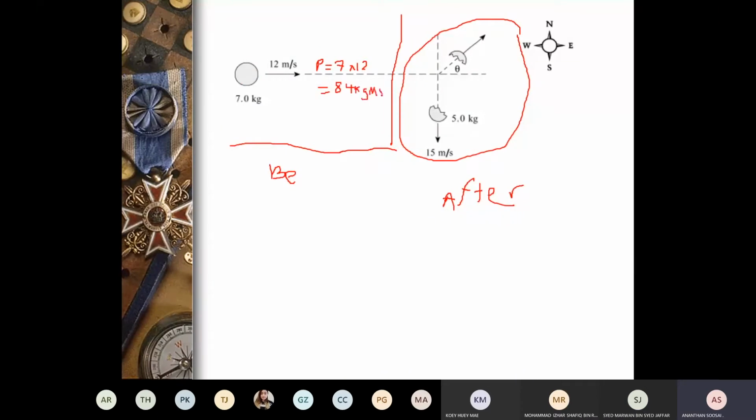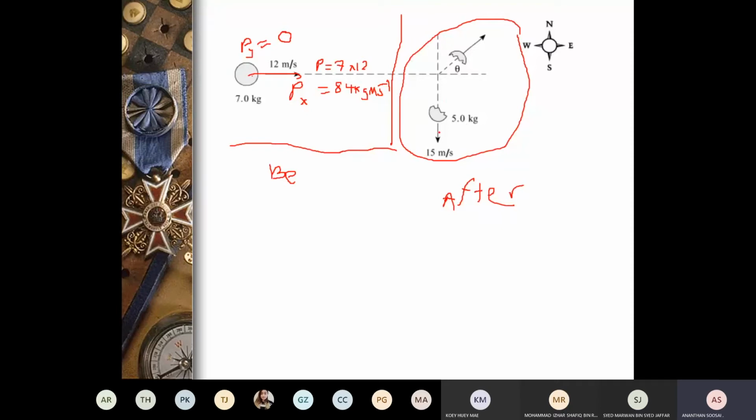Break this momentum into components. Because this momentum is perfectly horizontal, the 84 is the px value, where x means the horizontal component. The py value, the vertical component, is how much? Because it's moving perfectly horizontally, the vertical momentum is 0. We do the same for the other two.